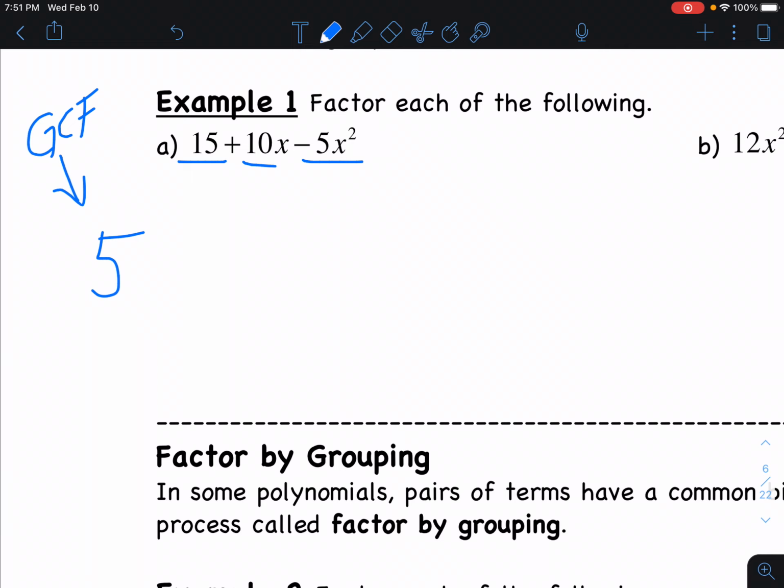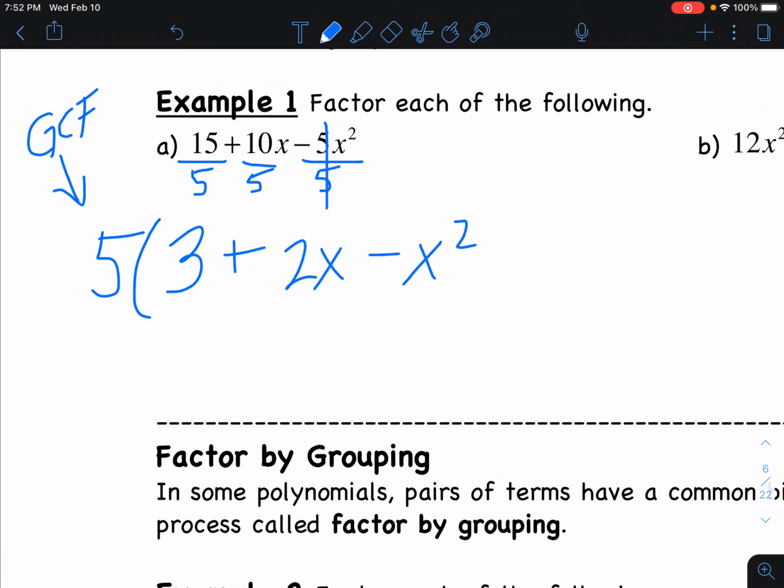That is what we call the greatest common factor. Now, should an x go with my GCF of 5? That answer would be no. The 15 does not have an x, so your GCF is just 5. Now what we need to do is a GCF goes outside of one parentheses. And remember that factoring is dividing up into smaller parts, so we need to divide every term by 5. So 15 divided by 5 is 3. Plus 10x divided by 5 is 2x, and then minus the 5's cancel here, bring down your x squared, it's 1x squared.